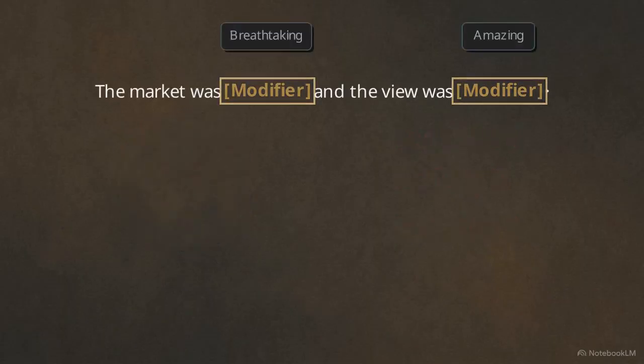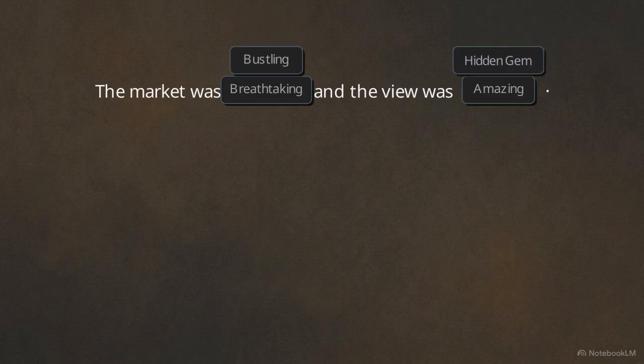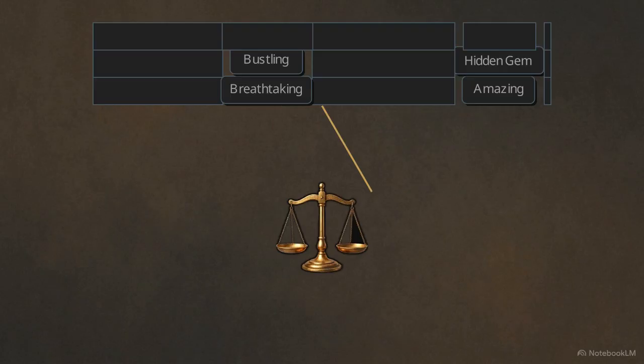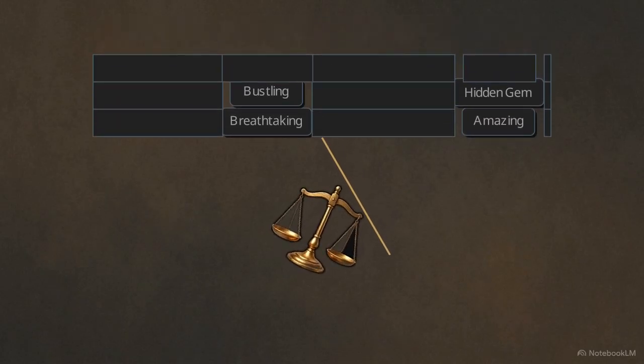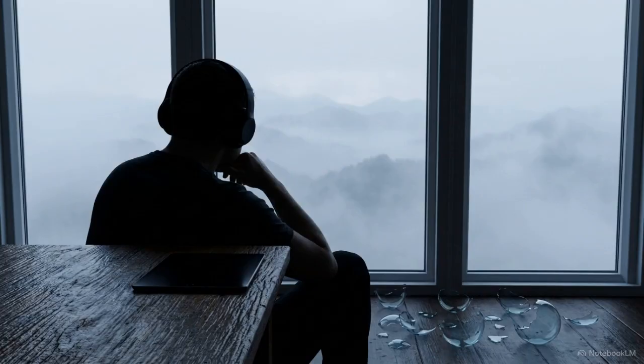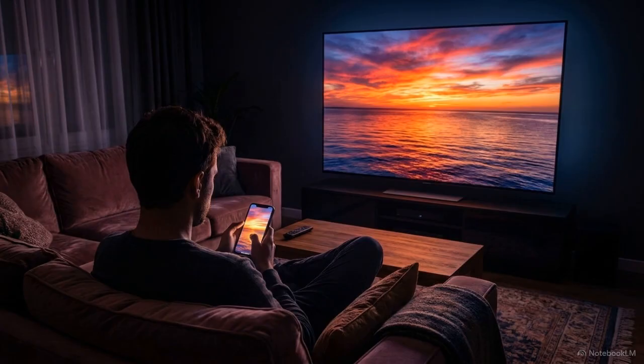Look at this breakdown of a typical travel sentence. Writers often rely on the adjective trap, using hollow words like breathtaking, bustling, or amazing. These act as generic placeholders. They inform the viewer that a place is good, but they fail to describe what makes it exist. When the brain encounters these unspecific descriptors repeatedly, it stops processing the language. The viewer's cognitive engagement drops, and they eventually tune out the voiceover. Beautiful footage cannot overcome a script that acts as a psychological barrier.